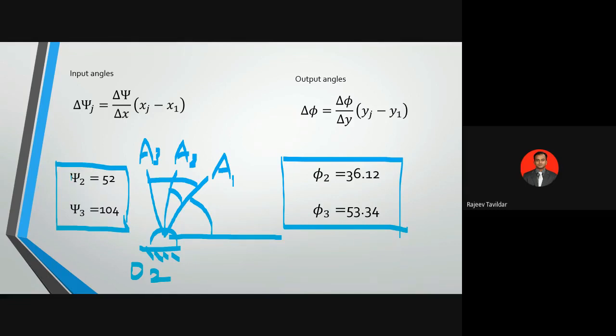Please note that psi 2 and psi 3 are measured with respect to the first position, that is A1. Why the first position? Because in the formula I have taken x1. So all the angles are measured with respect to precision point 1 or A1.